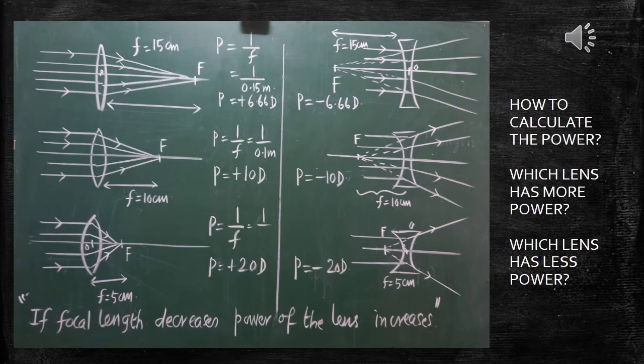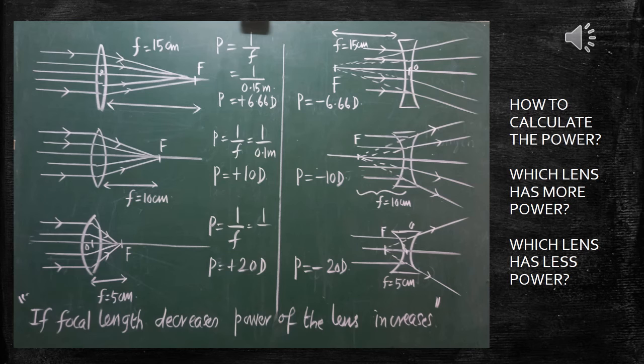Let's calculate the power of lenses of various focal lengths. The focal length of the first lens is 15 centimeter, the second lens is 10 centimeter, and the third convex lens is 5 centimeter. We know the formula P is equal to 1 by f. Here 15 centimeter is converted into 0.15 meter. Substituting the value, you get the power as 6.66 diopter. Since it is a convex lens, power is equal to plus 6.66 diopter.